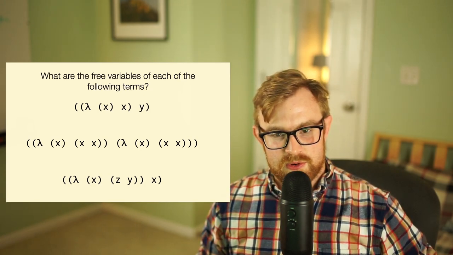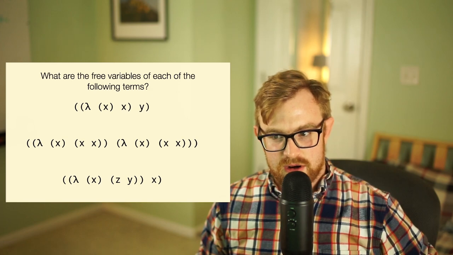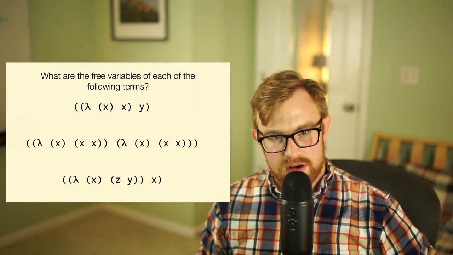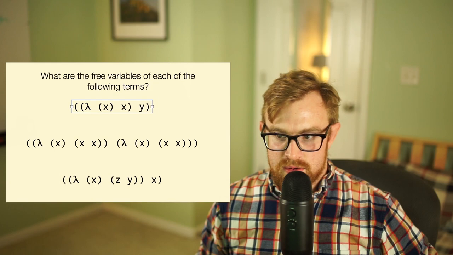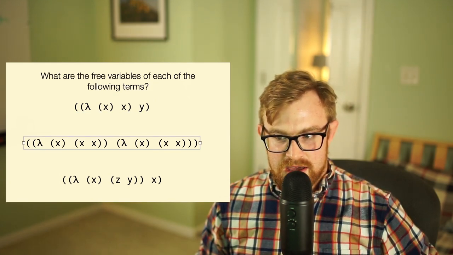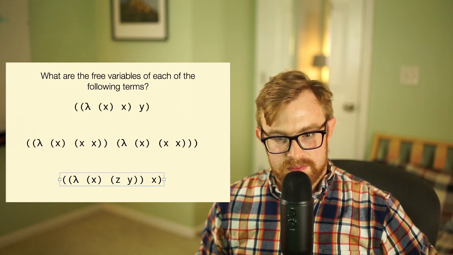What are the free variables for each of the following three lambda terms? So maybe you want to pause this here and try to work these out for yourself. So lambda x, x, y, and then we've got lambda x, x, x, and then we've got lambda x, z, y, and then x.